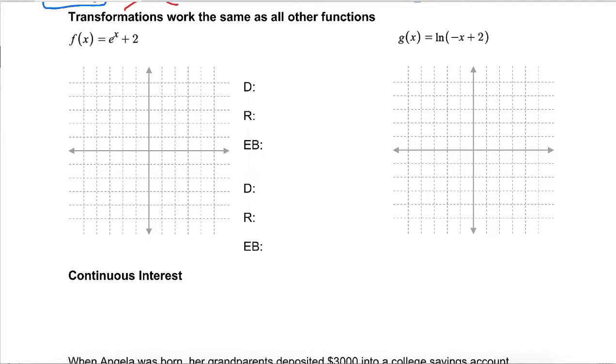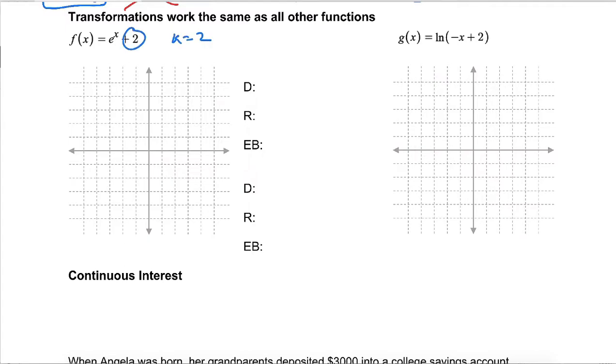Two more small things to talk about here with the natural base and the natural log. First off, transformations work the same as all other functions. So graphing e to the x plus 2 would be just like graphing 2 to the x plus 2 or 3 to the x plus 2. It's the same basic exponential growth function, but lifted up 2.